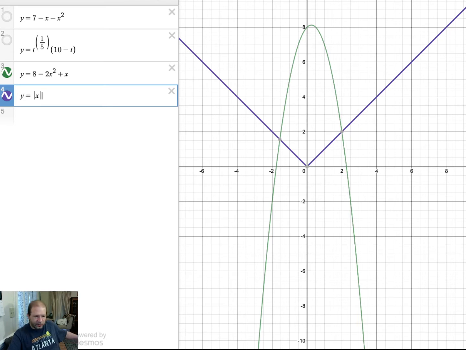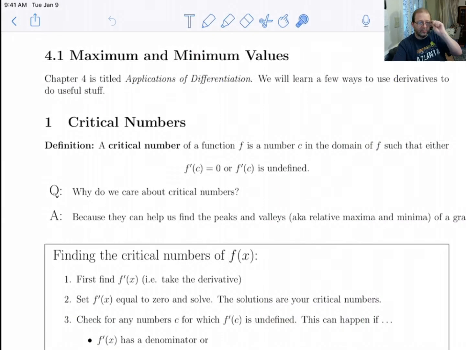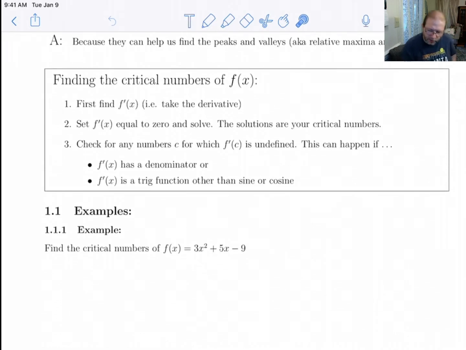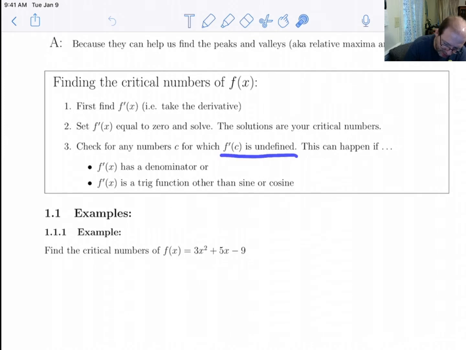So let's look at some examples. First up, here are the instructions for finding critical numbers. First, you find the derivative. Then you set the derivative equal to 0 and solve. And the solutions to that are going to be your critical numbers. Now, there is a third step that you have to do sometimes. This one gets forgotten because it doesn't always have to be done. But this third step says check for any number c for which f prime of c is undefined.